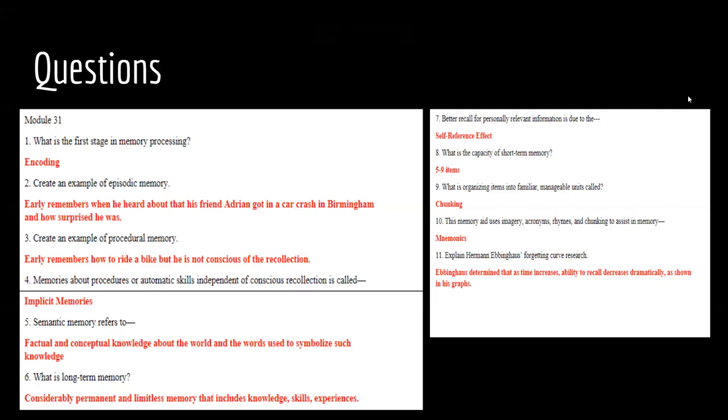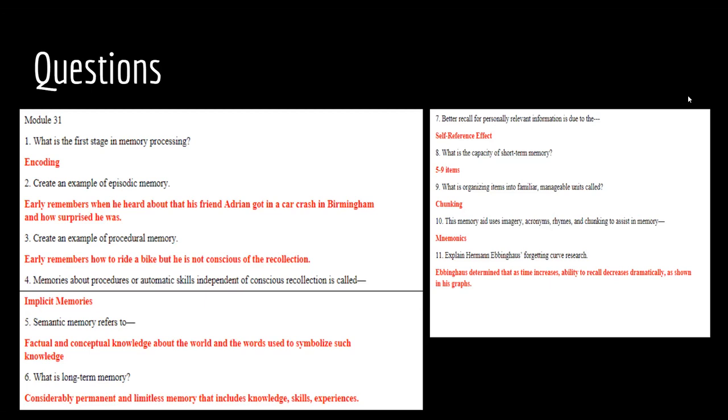Create an example of an episodic memory. I always use Early James as the example. Early remembers when he heard that his friend Adrian got in a car crash in Birmingham and how surprised he was. Remember that two slides ago when I was rambling so much about those things? That's another thing. It's just some kind of personal experience that's significant to you. You might remember how you felt. You might remember where you were. Done. All right, create an example of procedural memory.